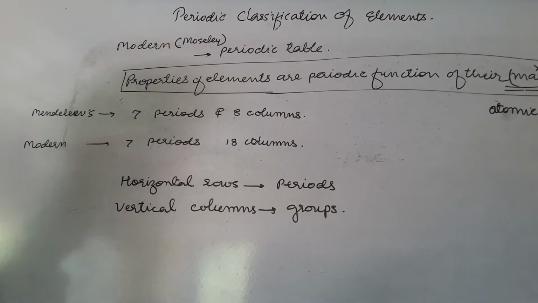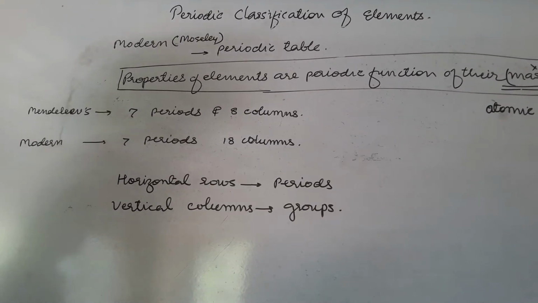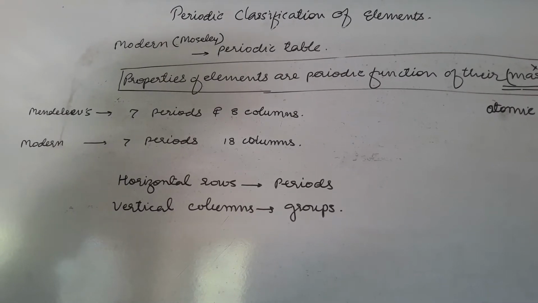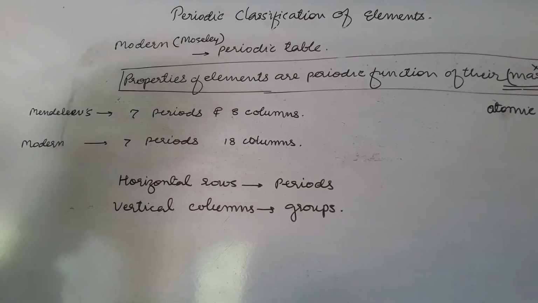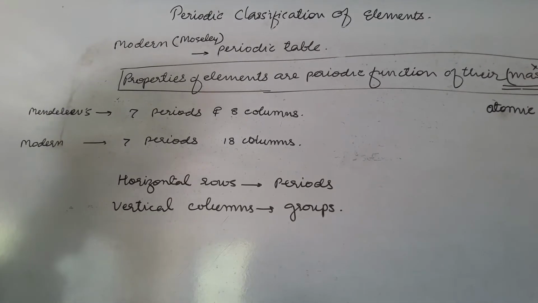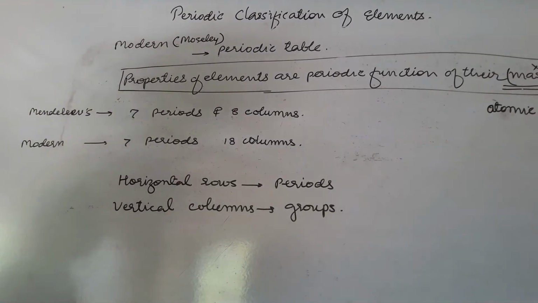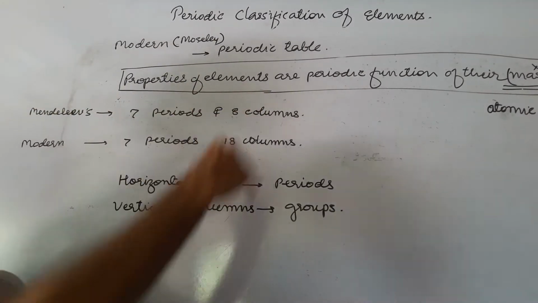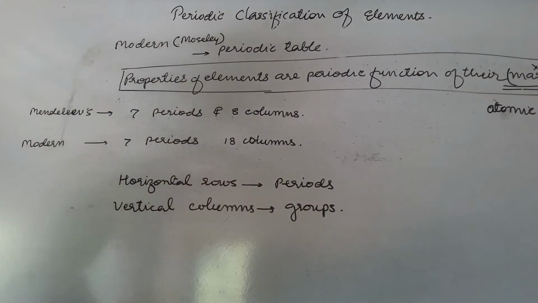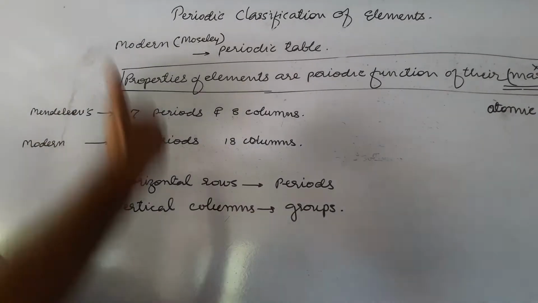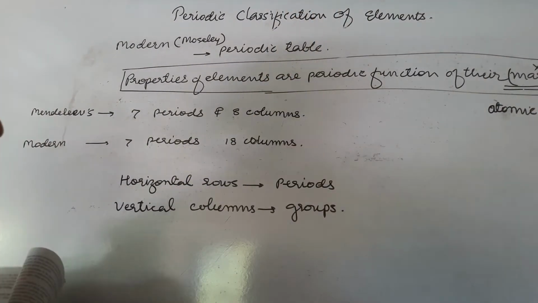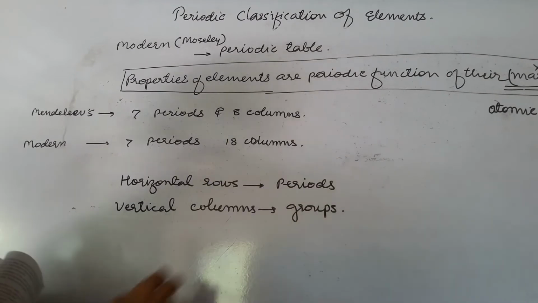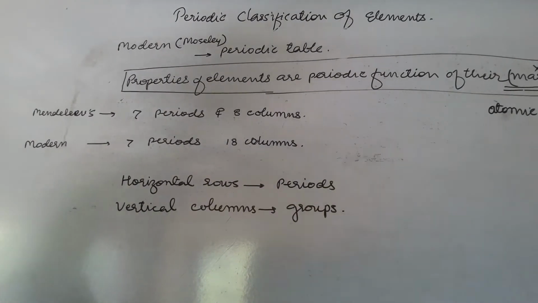Just now we have studied Mendeleev's periodic table, and we have discussed some of its merits and demerits. Mendeleev arranged the elements in rows and columns. The horizontal rows are called periods, and in Mendeleev's table there were 7 periods, and the vertical columns are called groups, and there were 8 groups.